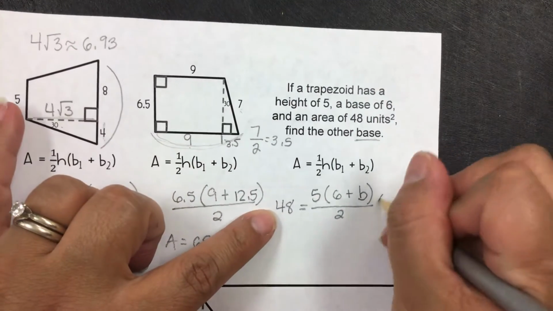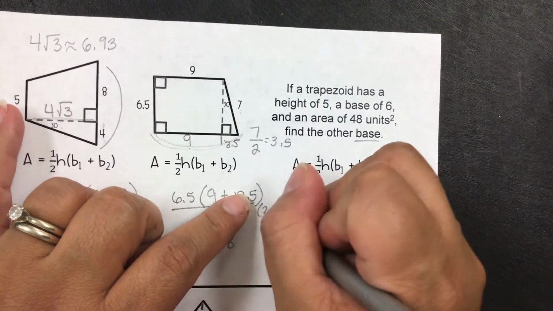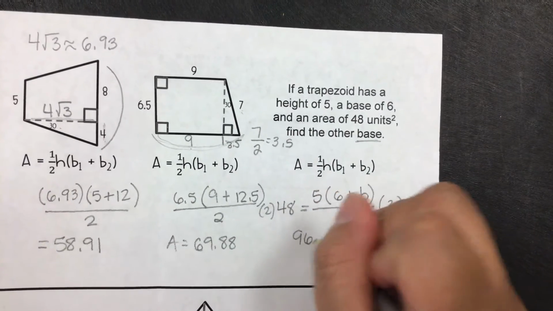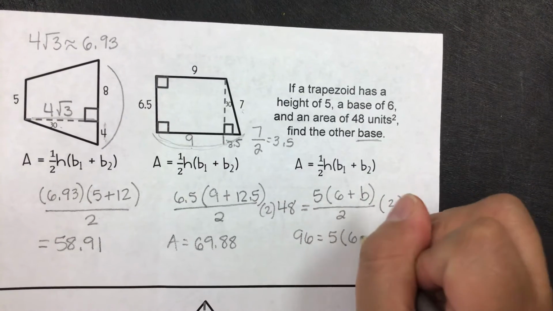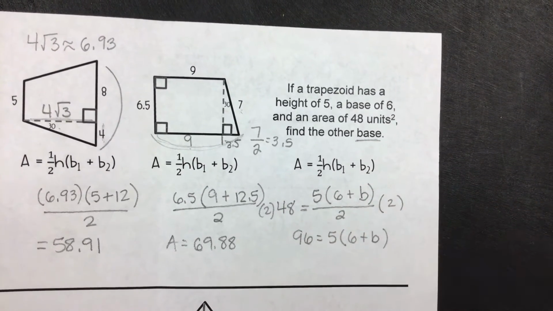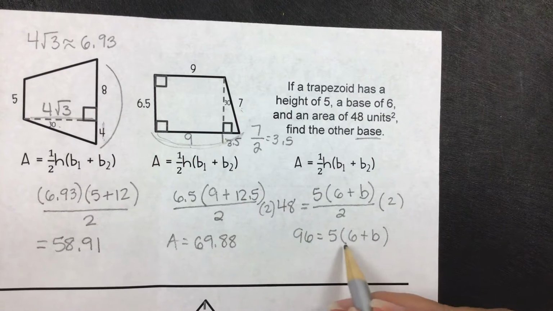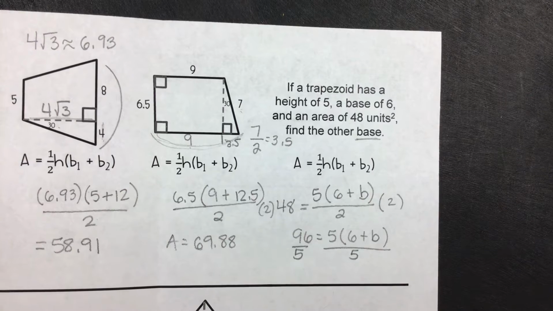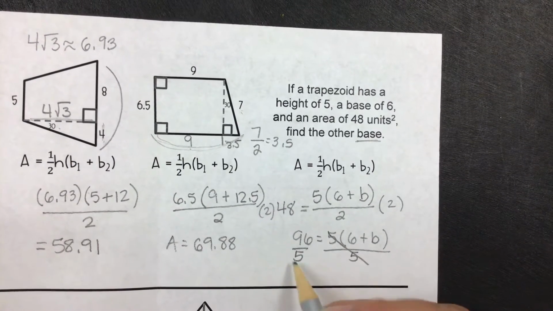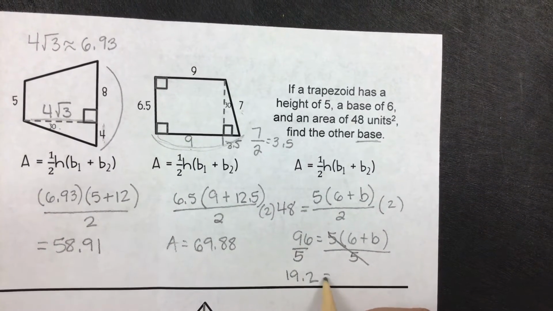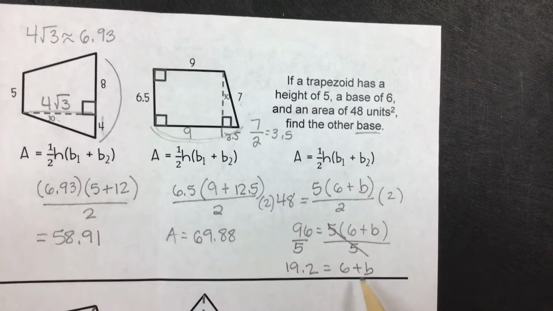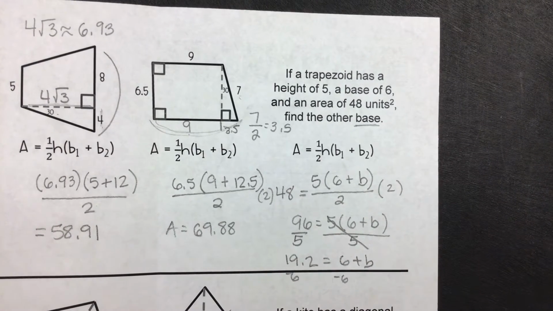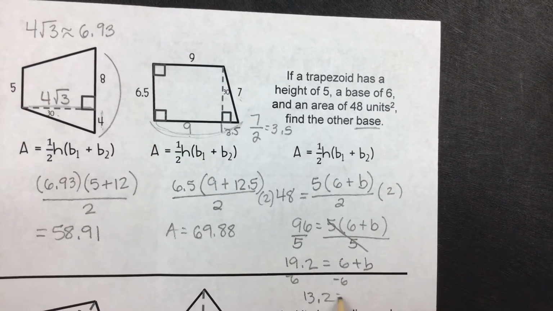I have taught you to multiply by 2 to get rid of that division. So 48 times 2 is 96, which is equal to 5 times 6 plus b. What you could do is the distributive property. What I'm going to recommend that you do, though, is go ahead and divide by 5. That would still cancel that out. You have 19.2 is equal to 6 plus b. And then minus 6 from both sides. 13.2 is equal to b.